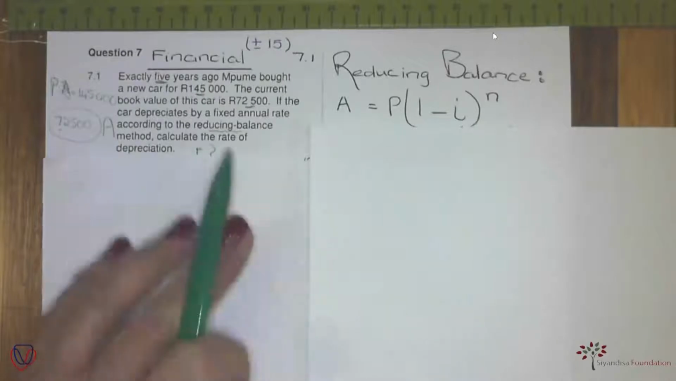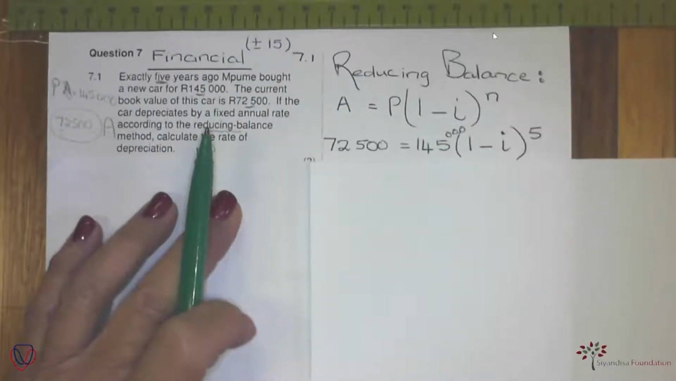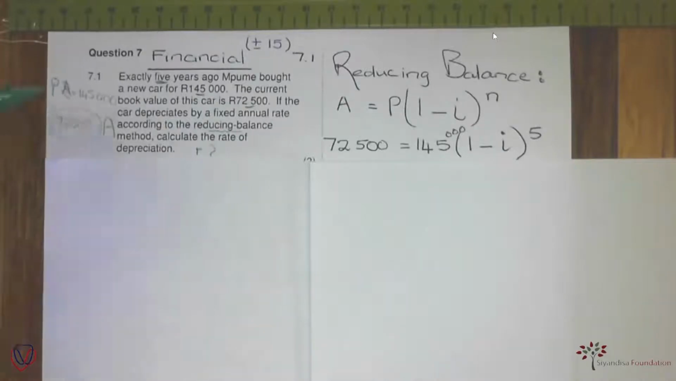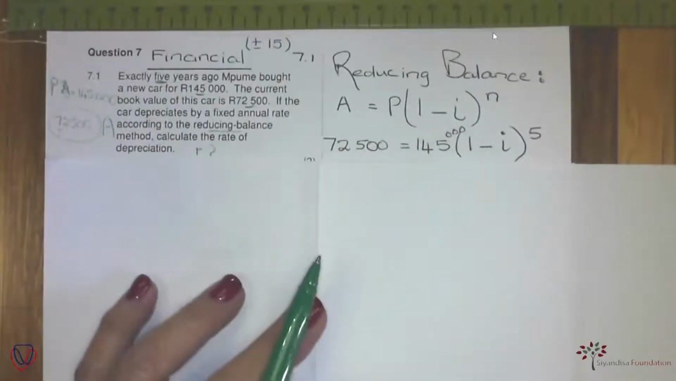Right, let's go on. Okay, that is the formula that we're going to use. And instead of A, we're going to put 72,500. Instead of P, I'm going to put 145,000. And the i is the one that we've got to find. Okay?